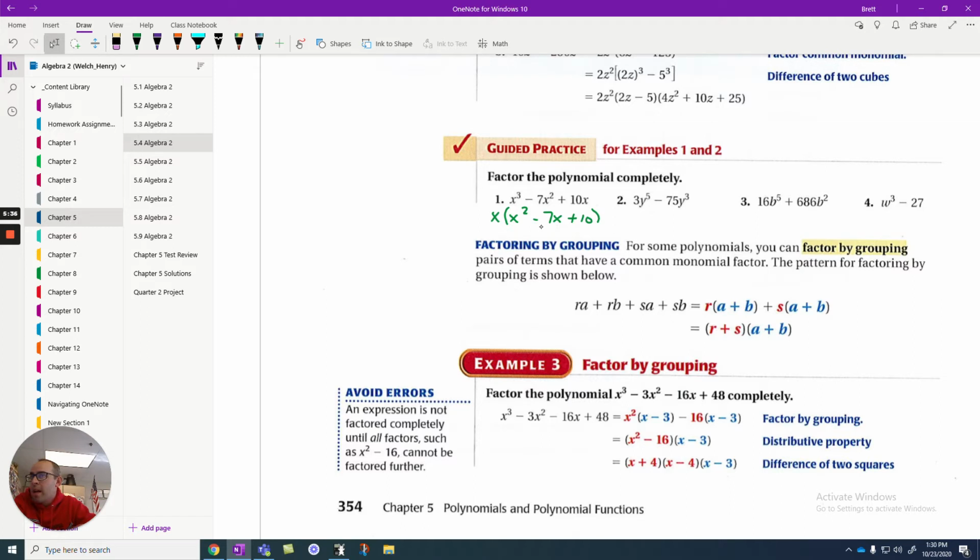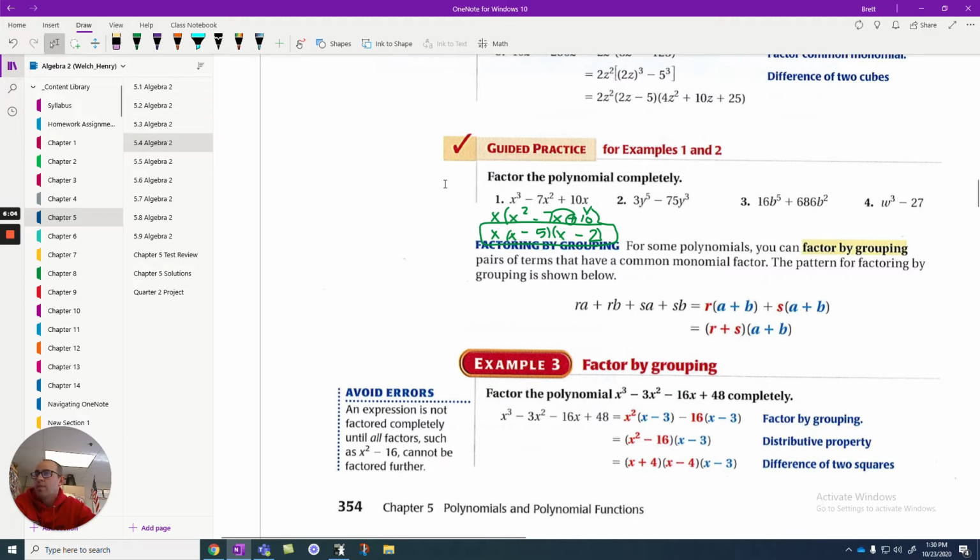And then I may or may not be able to factor this. It depends on that 10. But if I pull out an x and an x, the factors of 10 that add up to 7 would be 5 and 2. And because the 10's positive, my signs have to match. To get a negative 7, I go minus and minus. All right? So that's the standard factor by pulling out a common term and then seeing what's left behind.